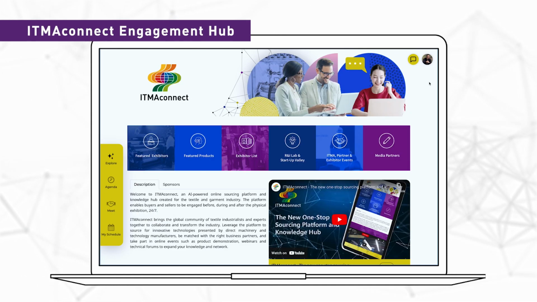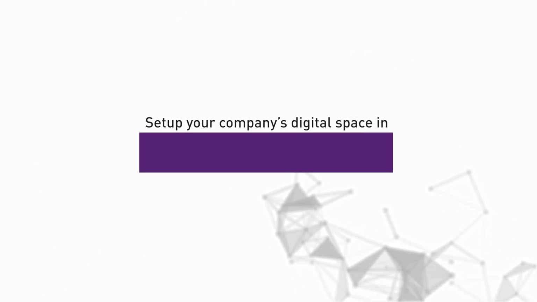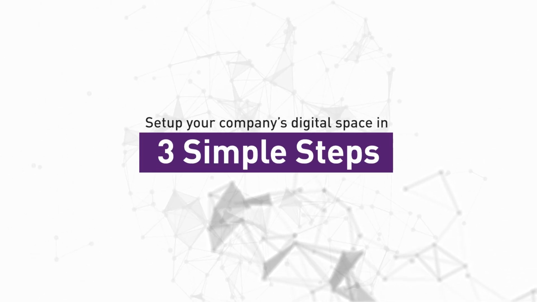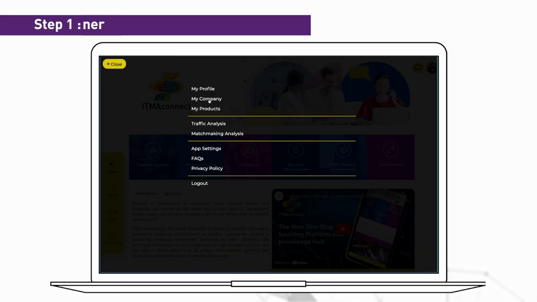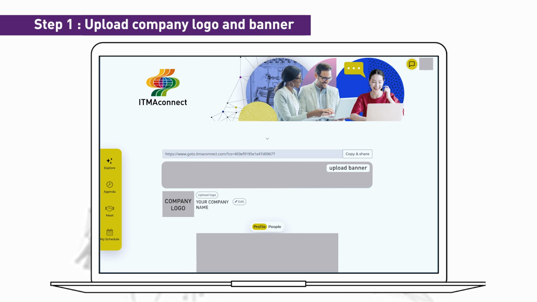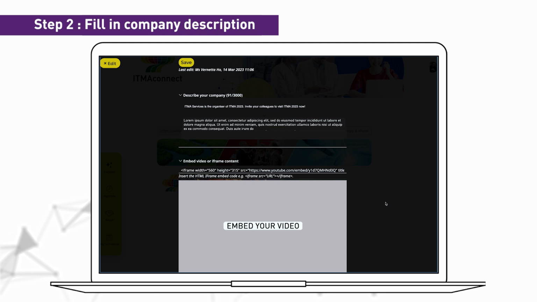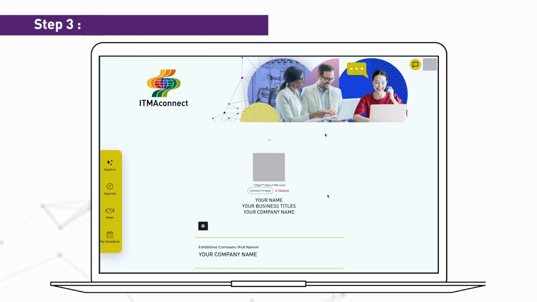ITMA Connect Engagement Hub allows your staff who has been assigned a staff account to set up your company's digital space. Setting up your company profile takes just 3 simple steps. Step 1. Upload your company logo and banner to have your brand stand out from the listing. Step 2. Fill in a description of your company using keywords to increase search visibility. Step 3. Upload your profile photo to leave an impression.